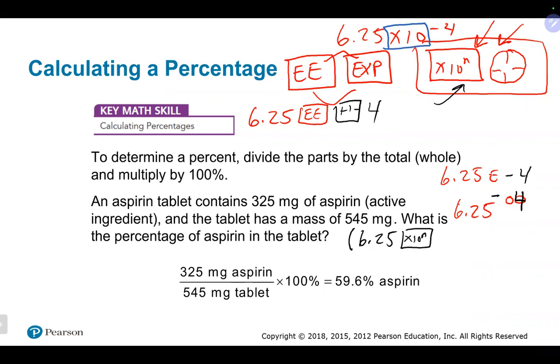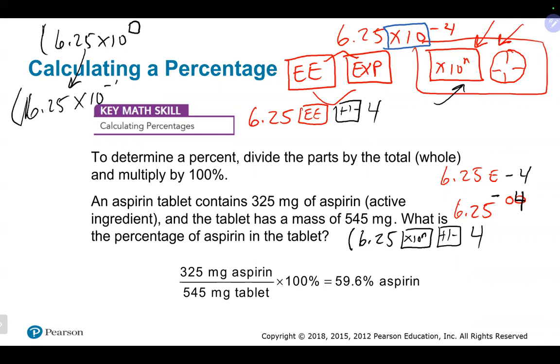At that point, when you do that on your calculator, it will look something like this: 6.25. It will do the times 10. And then you'll have the blinking cursor up on top. At that point, you can hit the negative button and 4. And what it will then make your calculator look like is 6.25 times 10 to the negative 4. And you will still have your cursor up on top blinking at you.